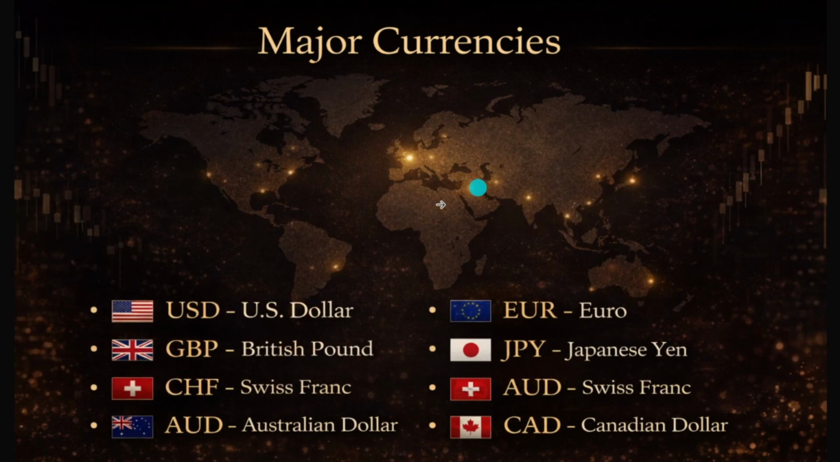And these are some more of the major currencies that you will see in the market. So we have USD, which is the US dollar. Then we have GBP, which is British pound, CHF, Swiss francs, AUD, Australian dollar. And then we have the euro, EUR, JPY is Japanese yen, and CAD is Canadian dollar. So like I said, you'll see these different currencies when you look into the market.